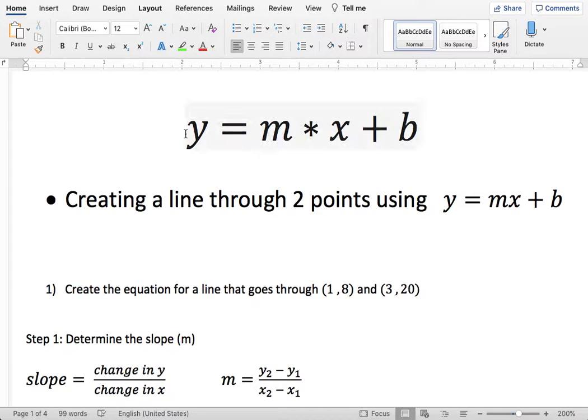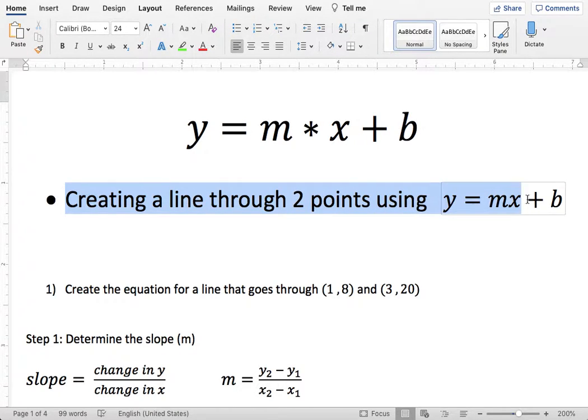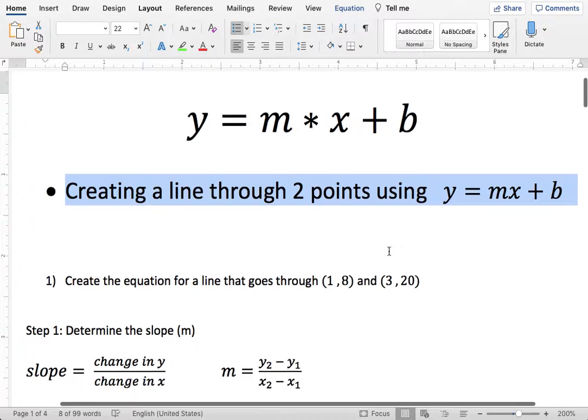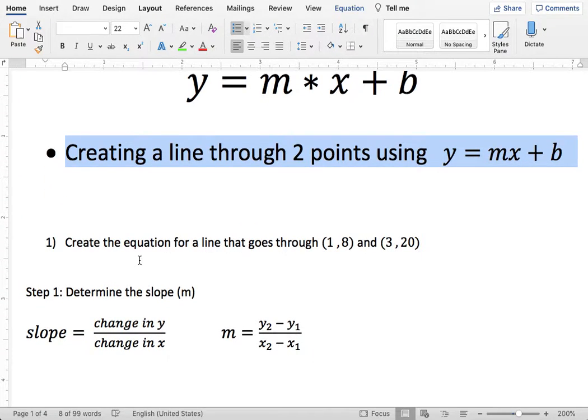This video is on y equals m times x plus b. Specifically, we're going to be talking about how you can create the equation for a line that goes through 2 points using y equals mx plus b. So let's give an example here.